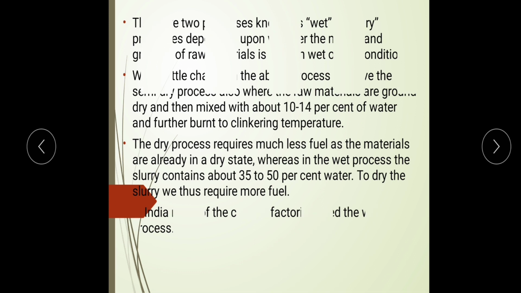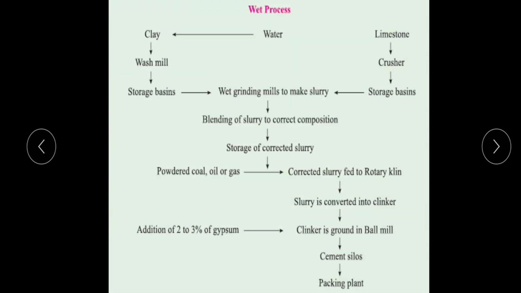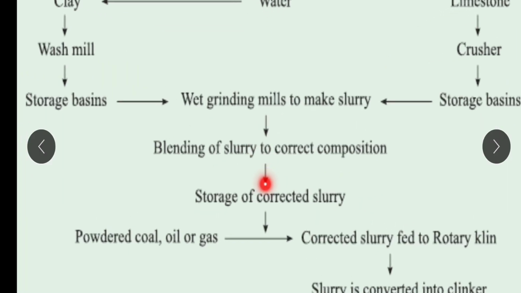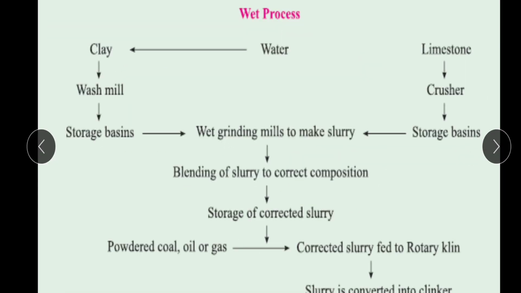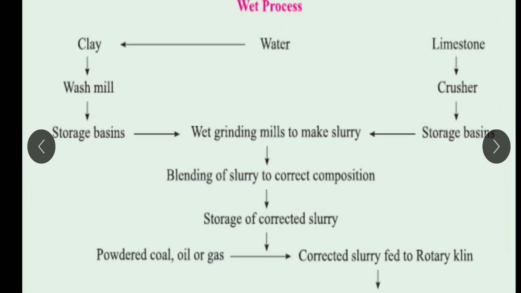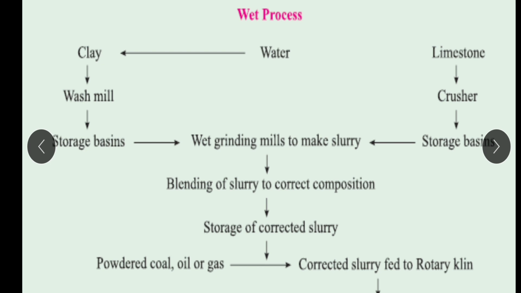And in India, most of the manufacturing is by the wet method only. Using the wet method we are producing a lot of cement in India especially. While coming to the wet process, this is a flow chart of the wet process.